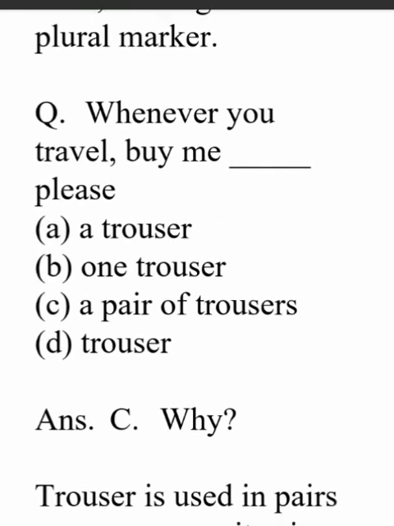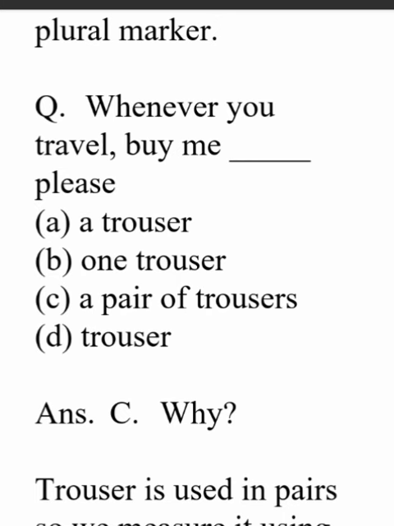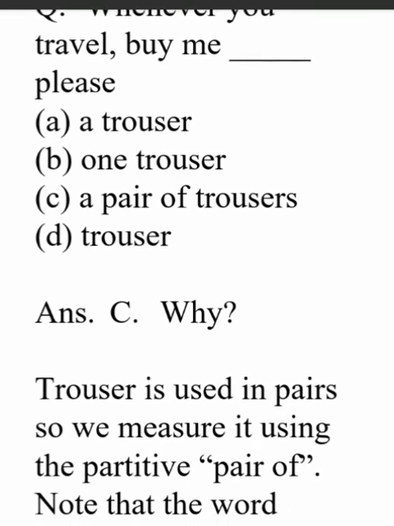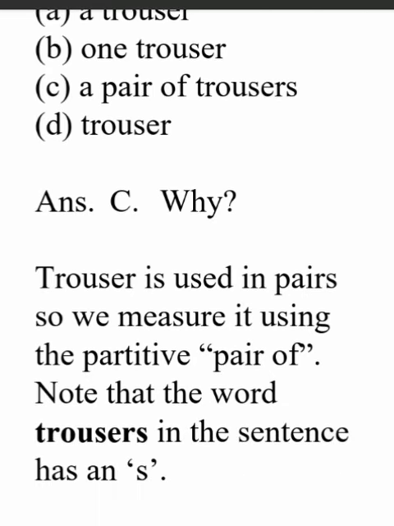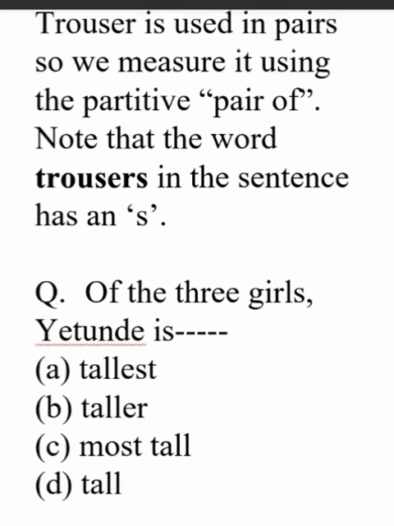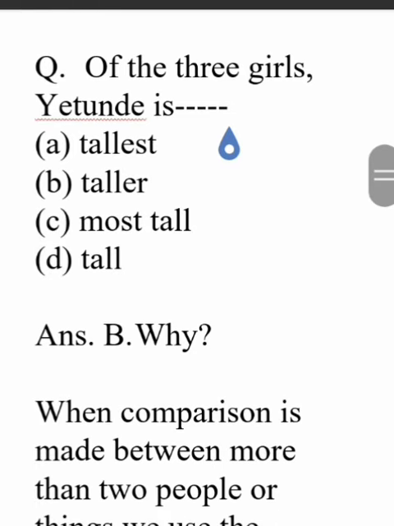Question. Whenever you travel, buy me dash please. A. A trouser. B. One trouser. C. A pair of trousers. D. Trouser. Answer: C. Why? Trousers is used in pairs, so we measure it using the partitive pair of. Note that the word trousers in the sentence has an S.